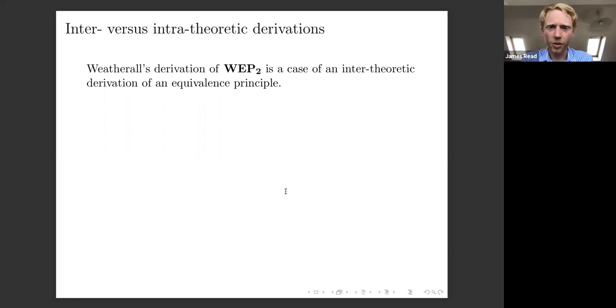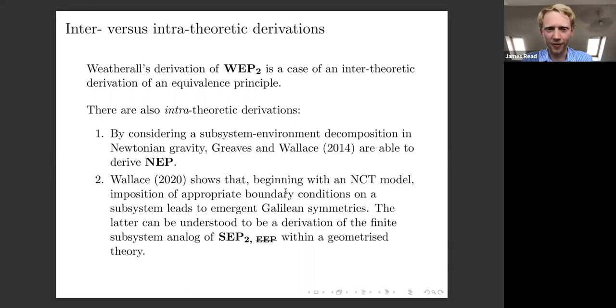Another quick thing is that Weatherall's derivation of WEP2 relied on starting with a geometrized theory and then degeometrizing, so it's kind of an intertheoretic derivation of an equivalence principle. I just want to flag that this is kind of different from some intratheoretic derivations of equivalence principles. So for example, in 2014, Greaves and Wallace consider a subsystem environment decomposition in Newtonian gravity and are able to derive something like the Newtonian equivalence principle, the indistinguishability of gravitational and inertial effects, i.e. Einstein's elevator.